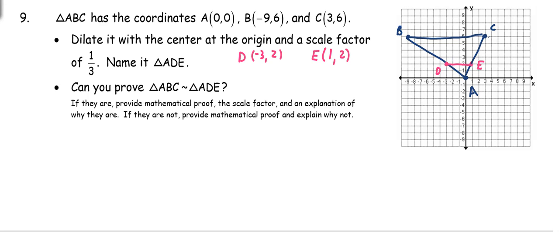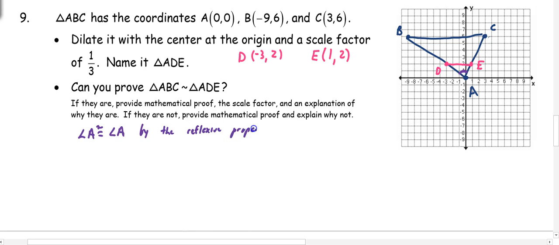Now, I need to prove that they are similar. So to know that they are similar, I know that A is congruent to itself because it's an angle in both triangles. So by reflexive property, it's congruent. So we can start by saying angle A is congruent to angle A by the reflexive property. Then we need one more set of angles. So we know that BC has to be parallel to DE because they're horizontal lines. So now we're going to say that BC is parallel to DE because horizontal lines are parallel.